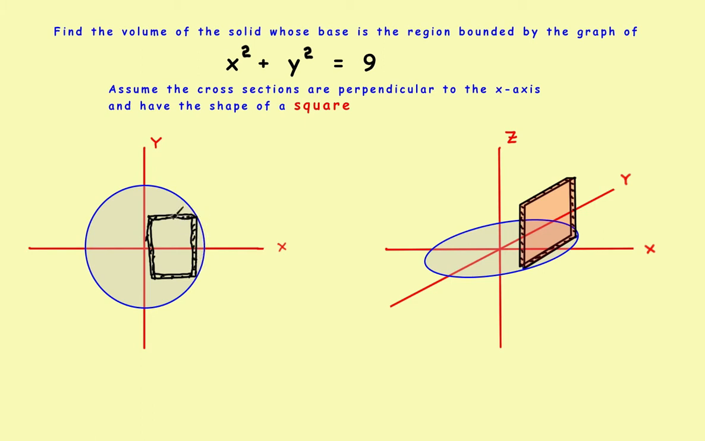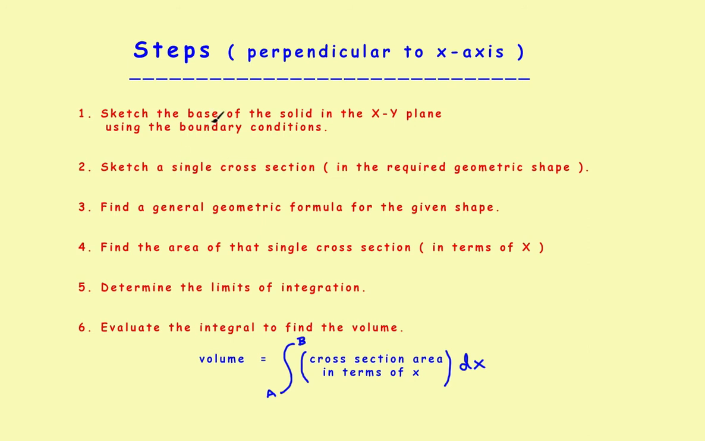So in my rough sketch, this square here represents the same thing that this one right here does. And that takes care of the second step. So I've got the base of the solid drawn, and I've got a single cross section done. Okay, now, next 4 steps.